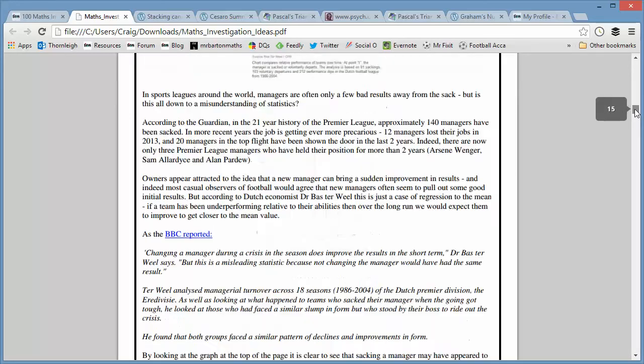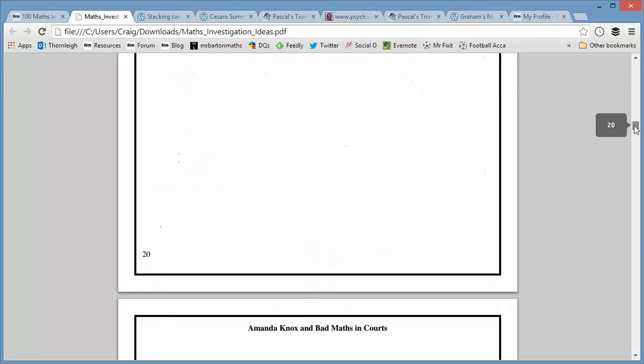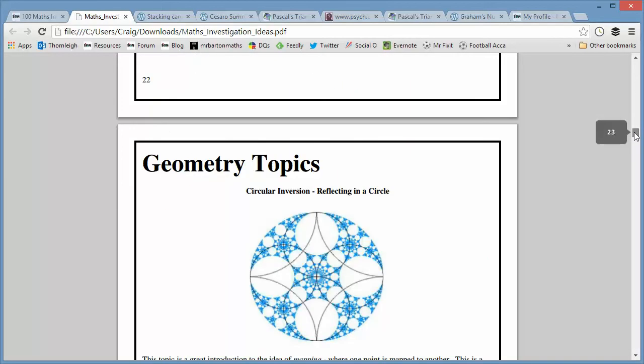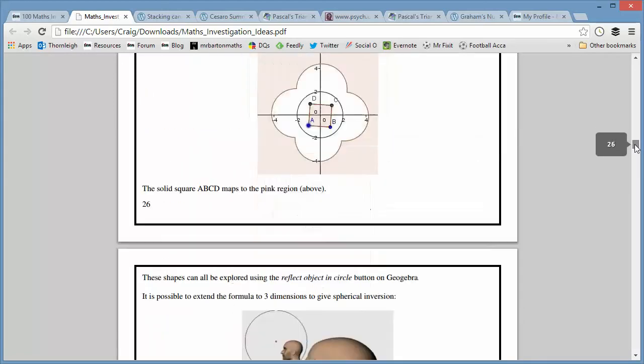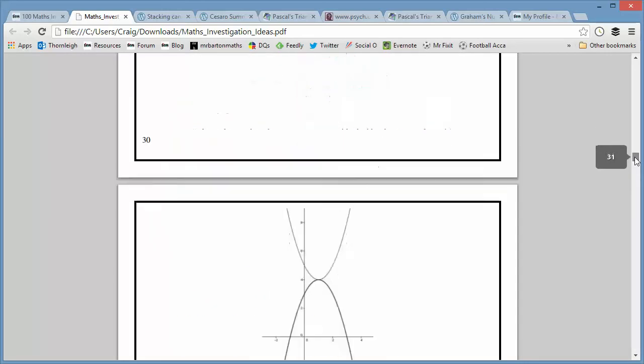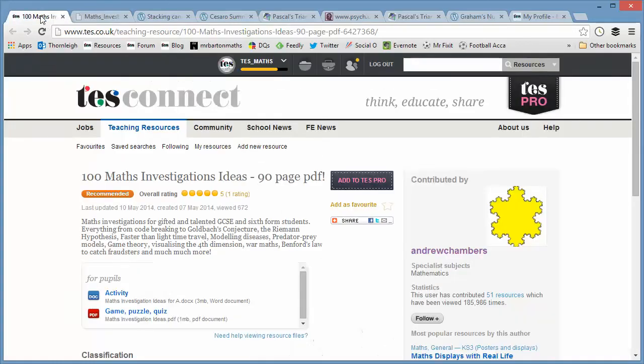Does sacking football managers affect the results? Brilliant stuff. Analysis into the birthday problem, and so on. Look, I'll just warn you, if you sit down to read this, make sure you've got a bit of spare time on your hands, because I can't stop. It's just absolutely wonderful stuff. Complex numbers, complex roots, plots, fractals, they're all in there.